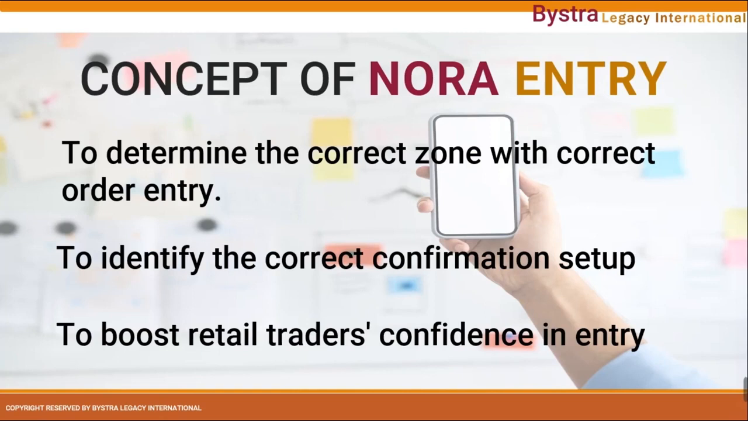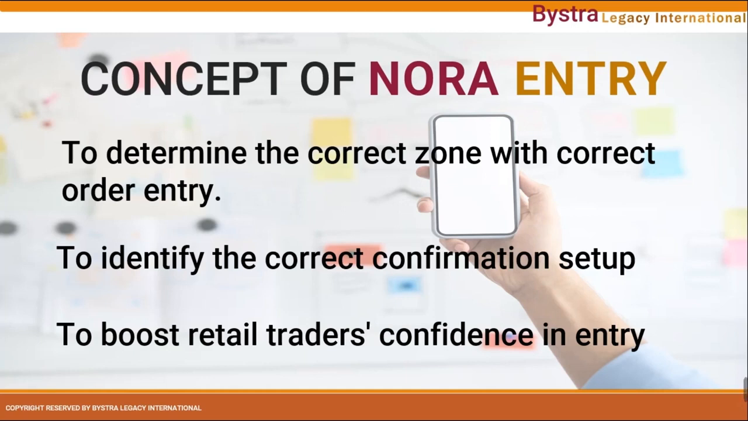Let's look at the concept of Nora Entry. The first one is to determine the correct zone with the correct order entry. This means that when price is on the bullish side and then reaches a certain danger zone, and a reversal happens with a confirmation, then we will enter with the sell setup. If there is no rejection, and there's a breakout and a pullback, then we will continue with the buy setup.